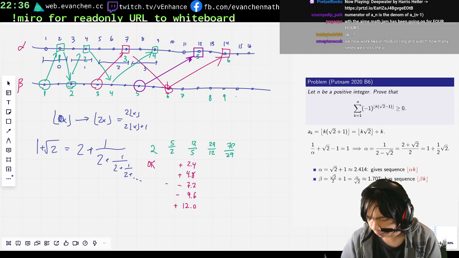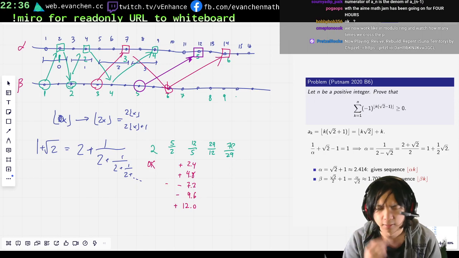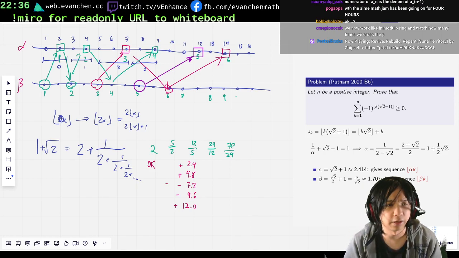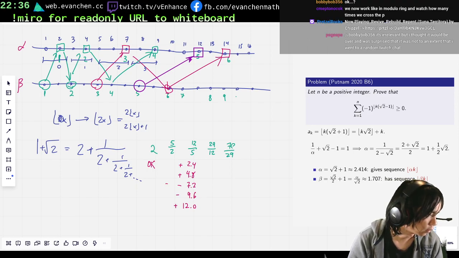It's interesting because some of them have an odd denominator. If you have an odd denominator, it promises you that it'll actually be tight with like 12 or something.